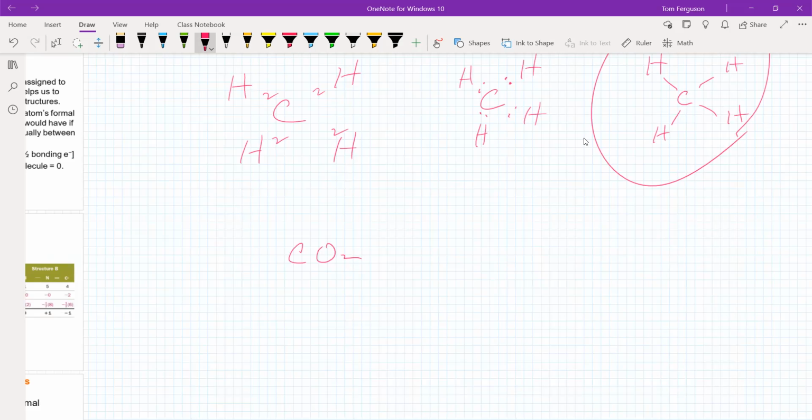Let's look at carbon dioxide. We do a Lewis structure there. First of all, how many valence electrons total do we have? Oxygen has 6. There's 2 of them, so that's 12. Carbon has 4, so that's 16 total. And again, these are valence electrons, not total electrons, because the core electrons don't participate in Lewis structures.